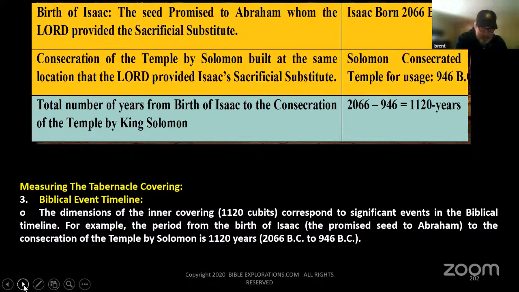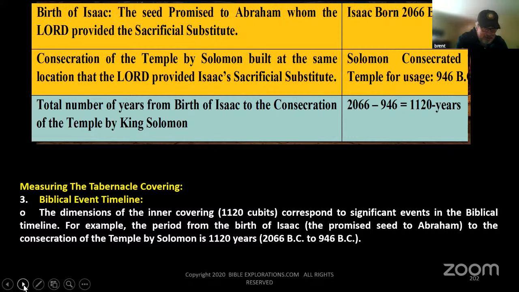So, take a first look at measuring the tabernacle covering. And look at this biblical timeline, where the dimensions of the inner covering, which were 1120 cubits, correspond to significant events in the biblical timeline. For example, the period from the birth of Isaac, the promised seed to Abraham, to the consecration of the temple by Solomon is 1120 years. So from 2066 BC to 946 BC.